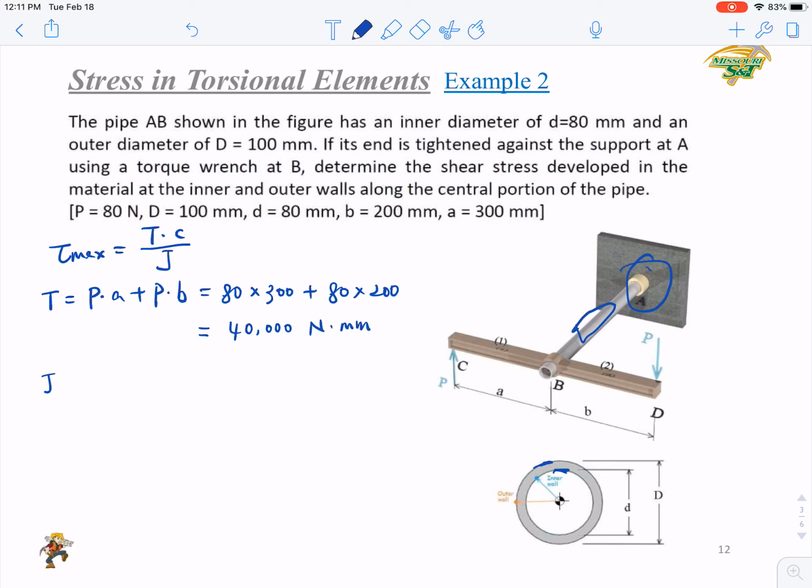Okay, then the J equals pi over 32. Since this is a tubular cross section, a tube, you would just get this equation: the external diameter to the fourth minus inner diameter to the fourth. This is pi over 32, 100 to the fourth minus 80 to the fourth. Then you will get 5.796 times 10 to the 6 millimeter to the fourth.